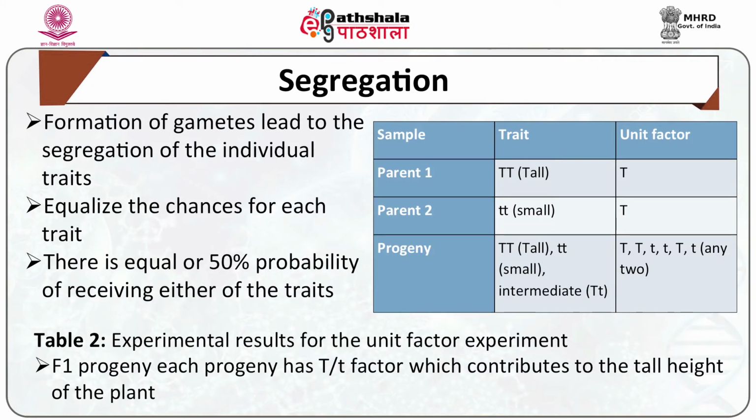Segregation. Formation of the gametes leads to the segregation of the individual traits in order to equalize the chances for each trait in the individual gametes. Depending upon the fusion of the gametes, an individual may contain a pair of similar traits and the progeny will be decided accordingly. Because of segregation and a random fusion of the gametes, there is an equal, or 50%, probability of receiving either of the traits. To understand it better, let us illustrate it through a monohybrid cross as shown in table 2.